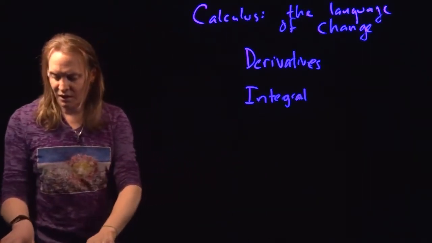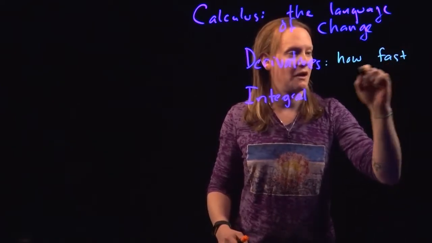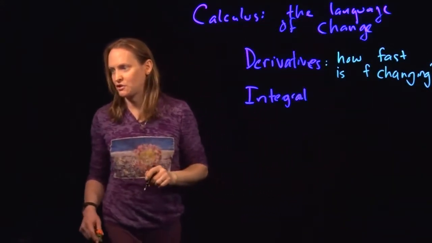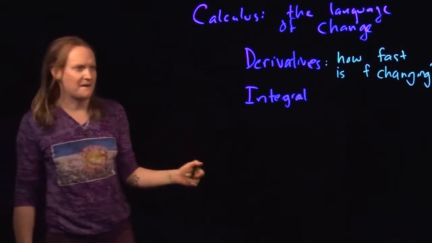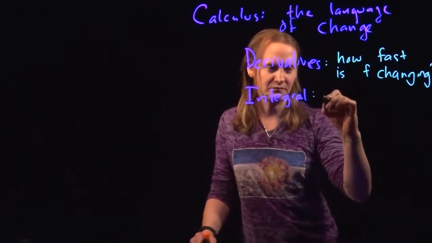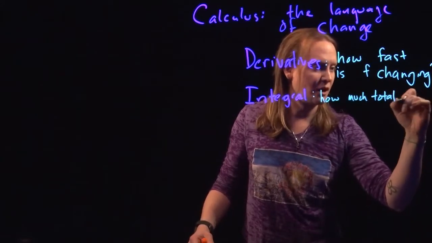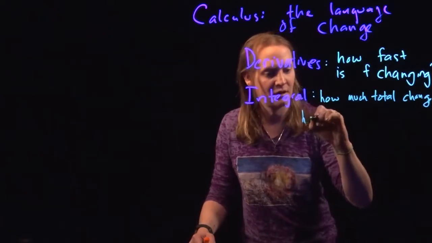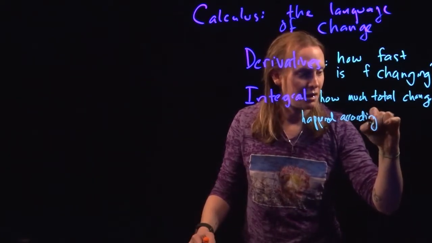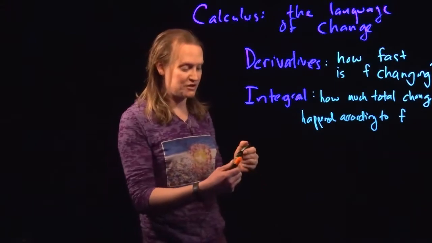Derivatives let us answer the question, how fast is f changing? Whatever f happens to be, right? F is just some function. The integral asks the question, how much total change happened according to f? F plays a really different role in each of these two scenarios.